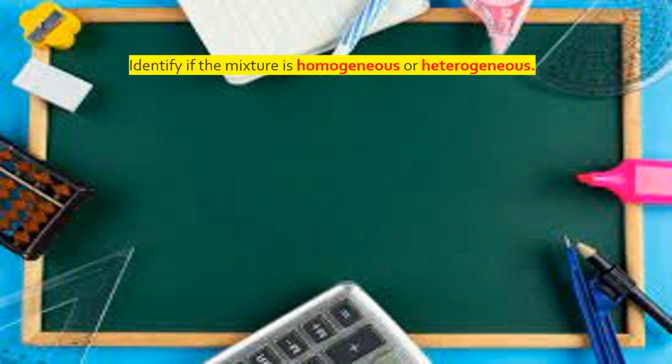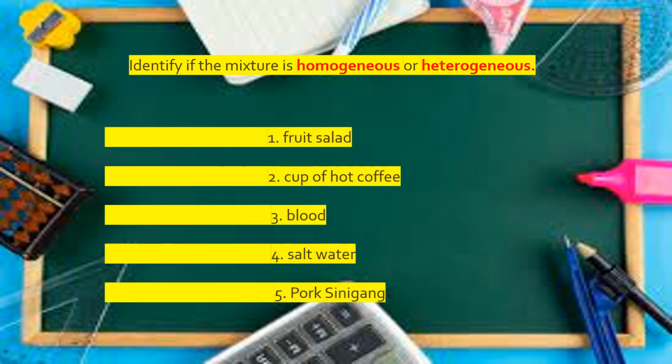So for our next activity, identify if the mixture is homogeneous or heterogeneous. The first one here, fruit salad. What do you think is the correct answer here? Is it homogeneous or heterogeneous? Okay, this is with different lots of fruits. That is heterogeneous mixture. Who got it correct?